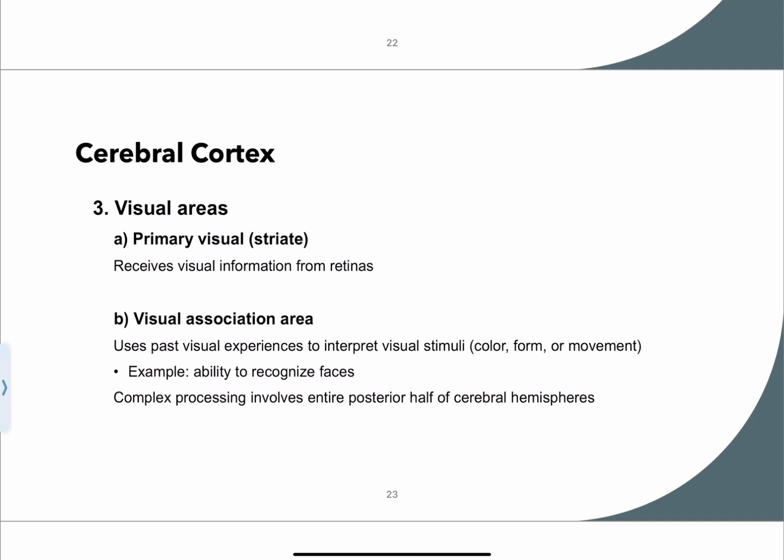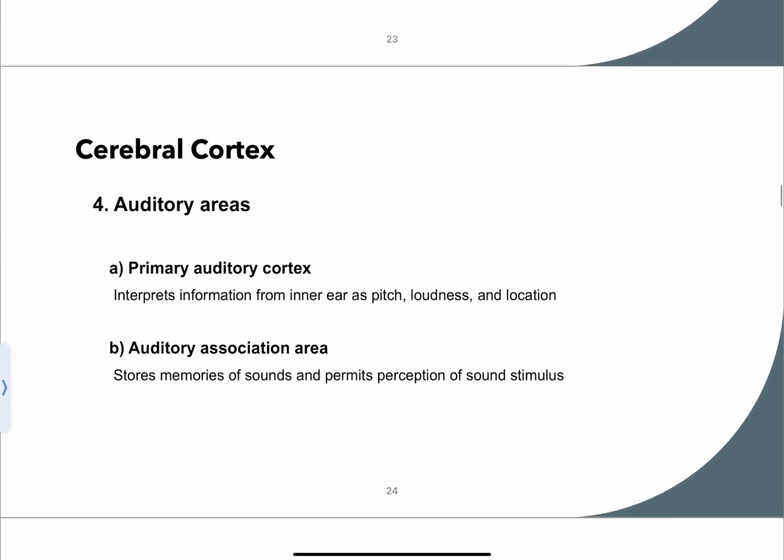Okay, our visual areas, we have 2. We have our primary visual area, and this is going to receive visual information directly from our retinas. And then we have our visual association area, and this is going to use past visual experiences to help interpret visual stimuli, for example, color, form, or movement. And this area is also going to be responsible for us being able to recognize faces.